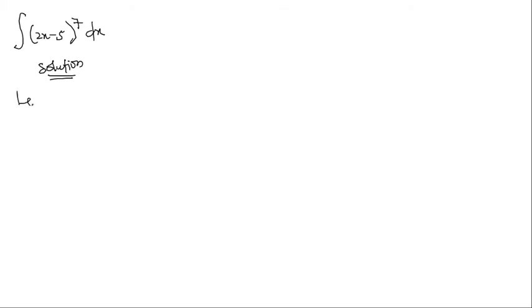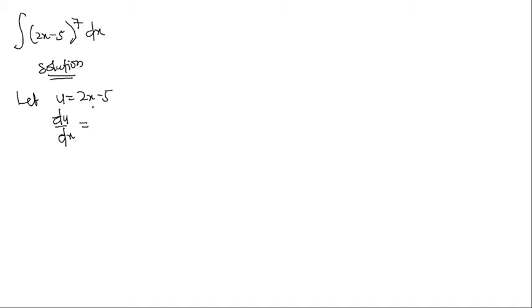So we say let the function in the bracket be u. So we have u equals 2x minus 5. We now differentiate the function. If we differentiate u with respect to x, we get du/dx, and it becomes what?